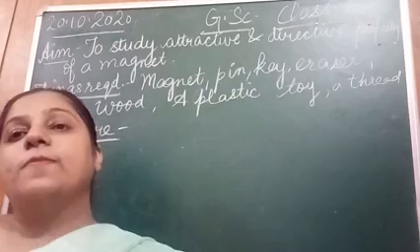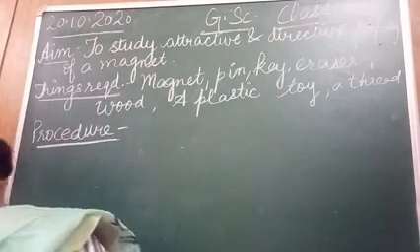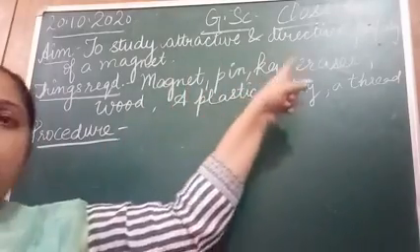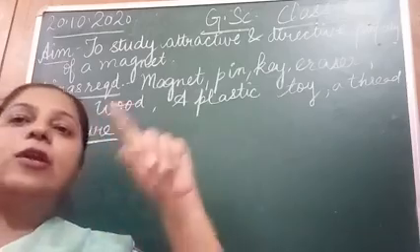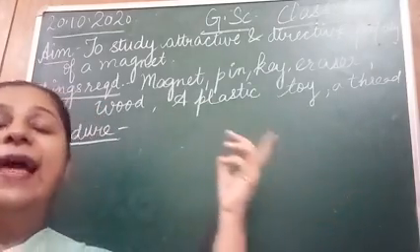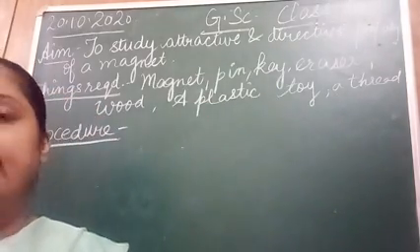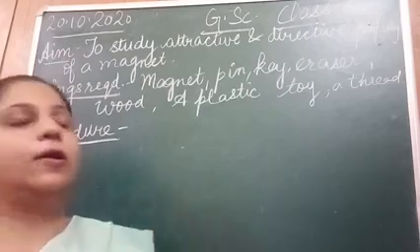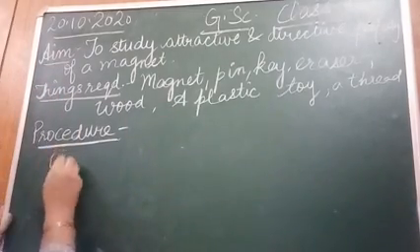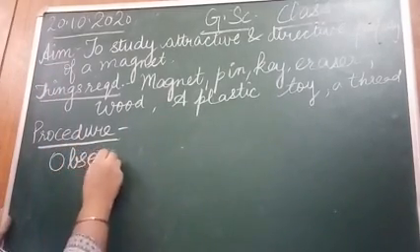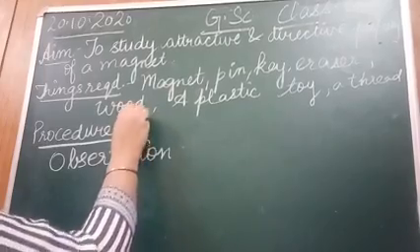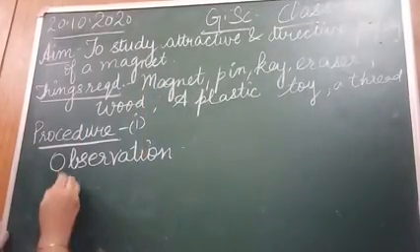So all these observations we have to note down. Now what will we be writing in the procedure? Take all the things one by one, bring them close to the magnet and note down the observations, whether they are getting attracted to the magnet or not. So what will be the observation part? This was for the first, attractive property.